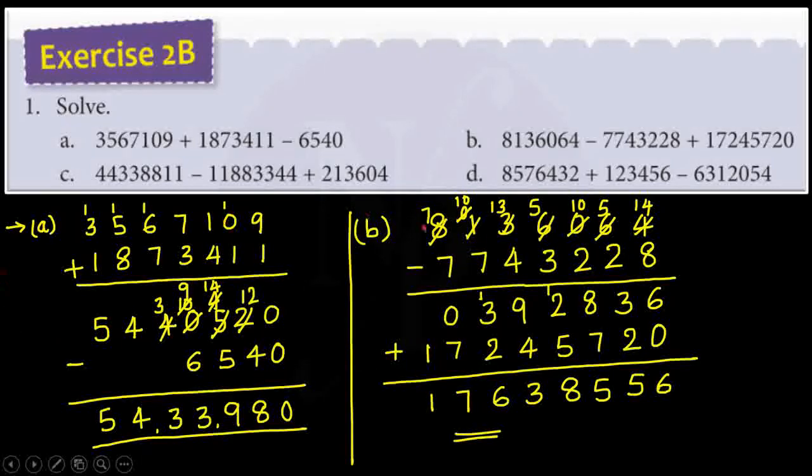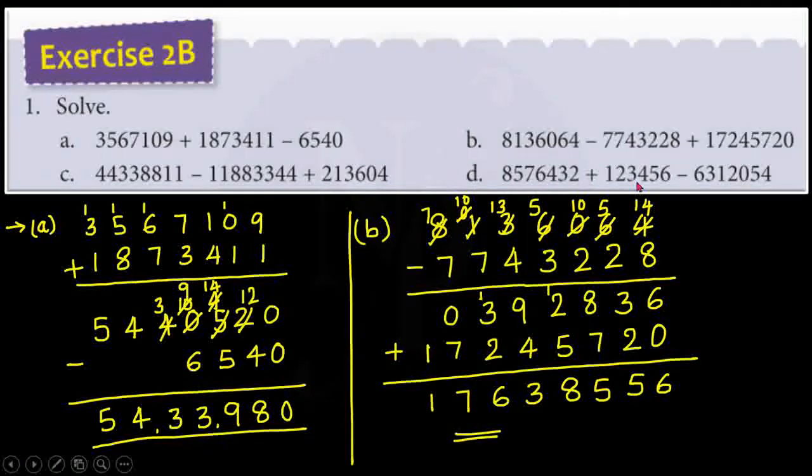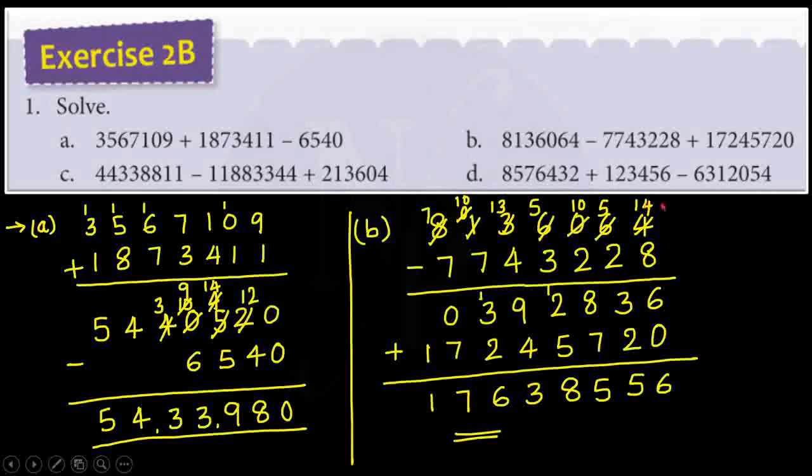You solve C and D on your own. In C you should subtract the second number from the first number, and to the difference you should add the third number. In D you will add the first two numbers. From the sum you will subtract the third number. So you solve these two on your own.